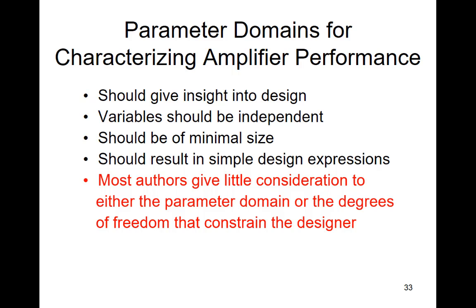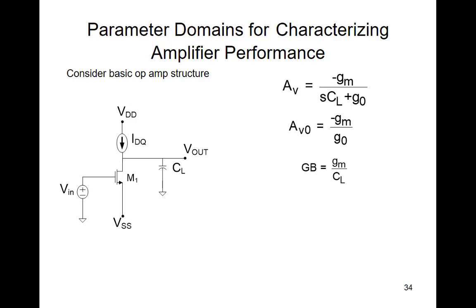Most authors don't talk much about either the parameter domain or how you use these parameters in the design. So this is something I think is important that's a lot of times overlooked. So let's go back to that op amp again now. And this amplifier is characterized by GM and G out. So I could think of this as the small signal parameter domain.